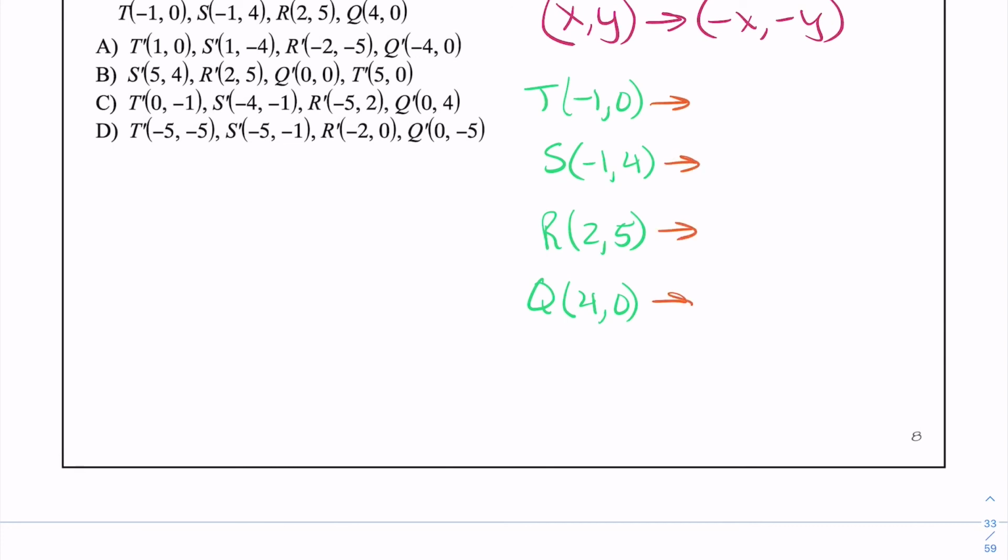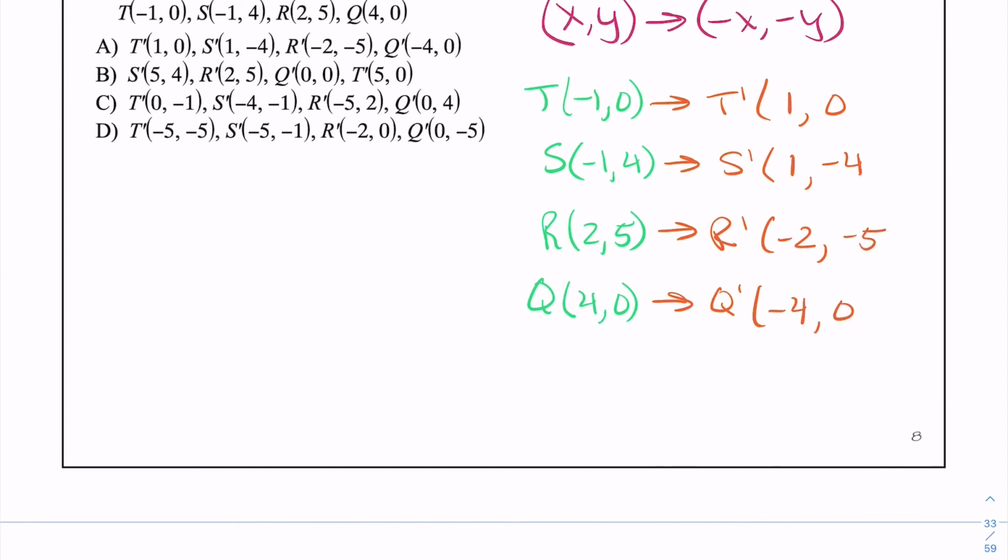So T prime, S prime, R prime, and Q prime. X stays where it is. It becomes opposite. So 1, 1, -2, -4. Then 0, 4, and then these become opposite. So 0, -4, -5, and 0. And obviously the opposite of 0 is just 0. So the answer is T is 1, 0.